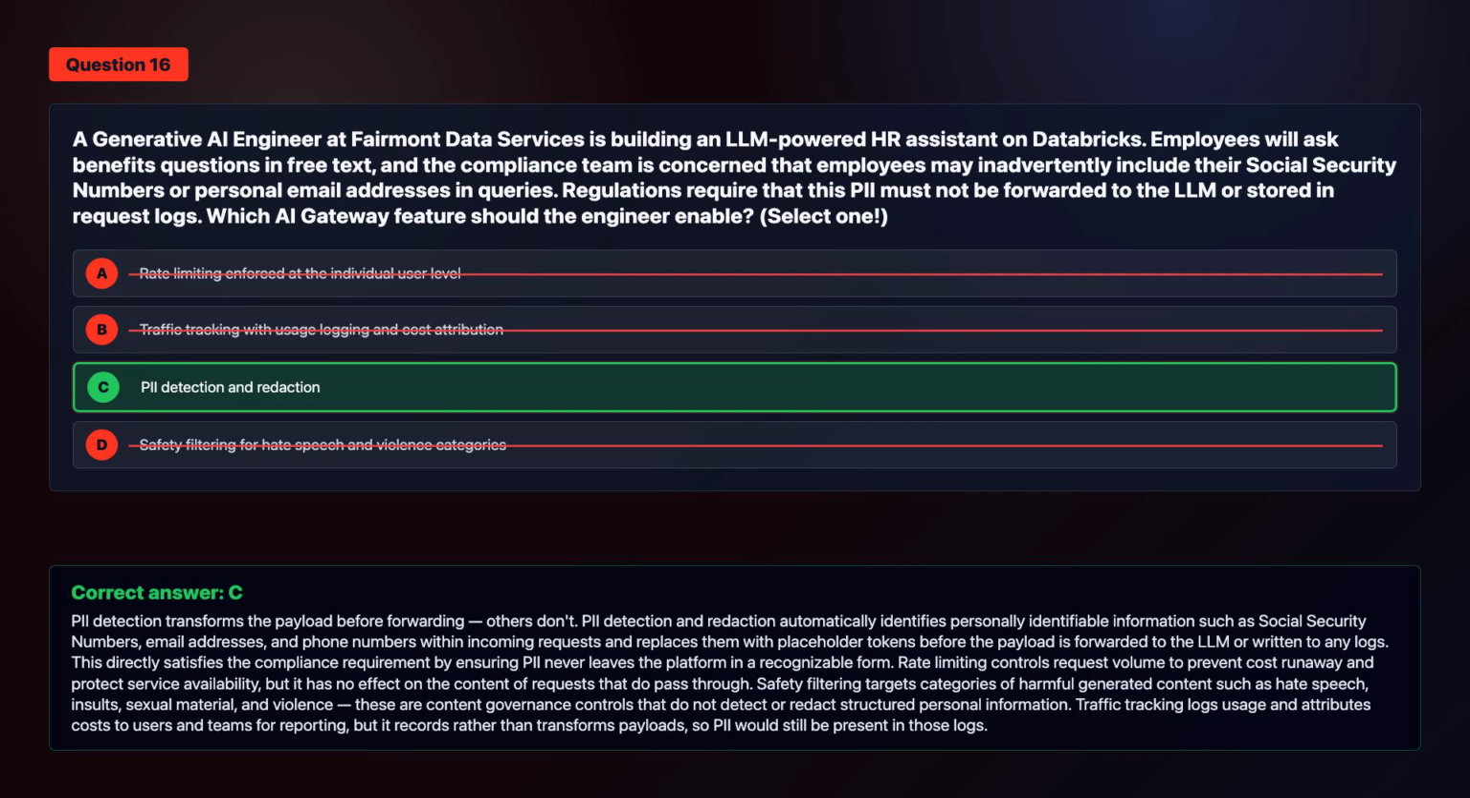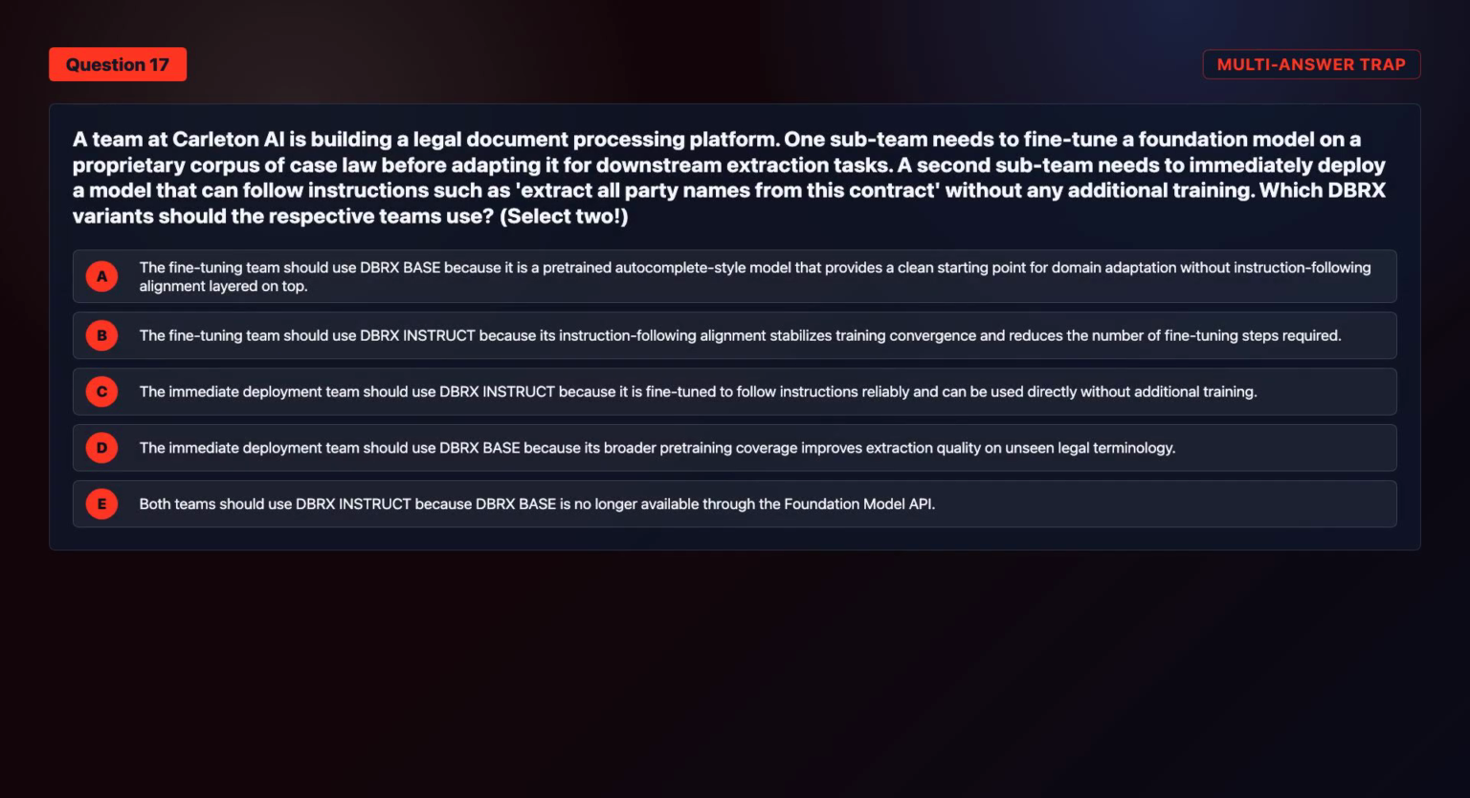Let us keep moving. Question 17. Look for the answer that fully satisfies it. A team at Carlton AI is building a legal document processing platform. One sub-team needs to fine-tune a foundation model on a proprietary corpus of case law before adapting it for downstream extraction tasks. A second sub-team needs to immediately deploy a model that can follow instructions such as extract all party names from this contract without any additional training. Which DBRX variants should the respective teams use? Select 2. Review the answer choices on screen.